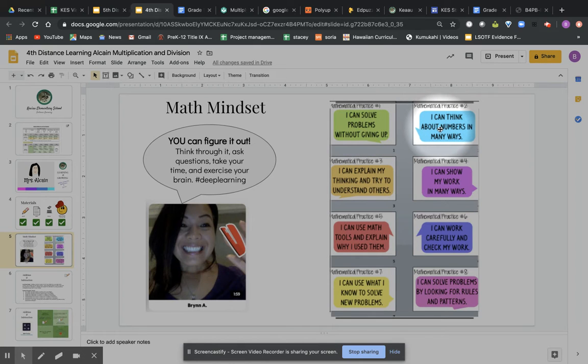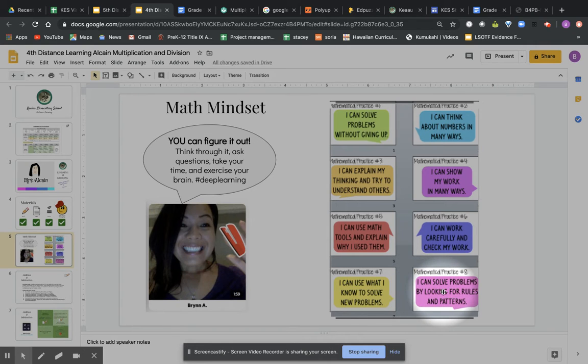What's number 2? I can think about numbers in many ways. Number 3, I can explain my thinking and try to understand others. Number 4, I can show my work in many ways. Number 5, I can use math tools and explain why I use them. Number 6, I can work carefully and check my work. Number 7, I can use what I know to solve new problems.